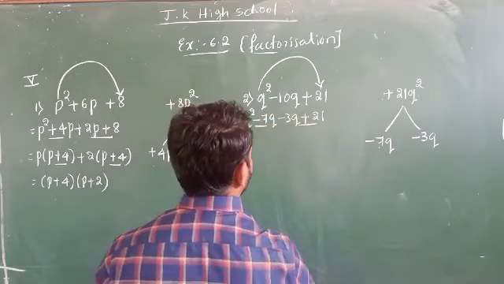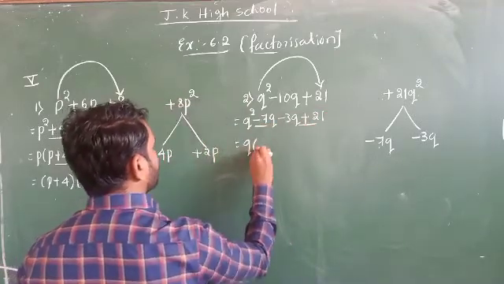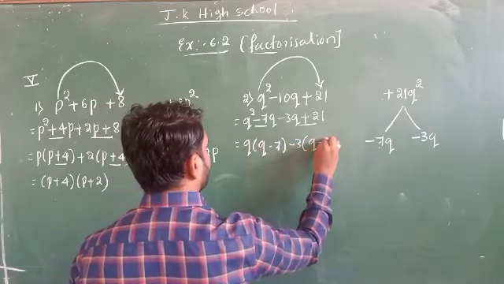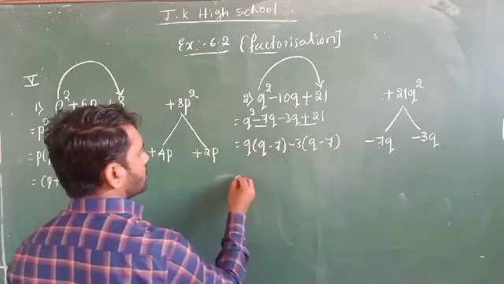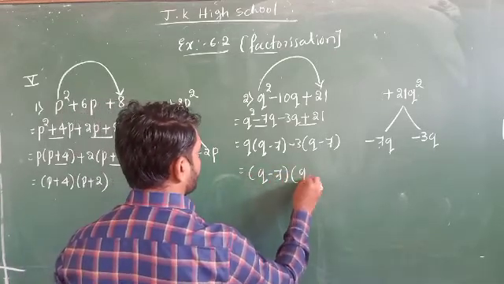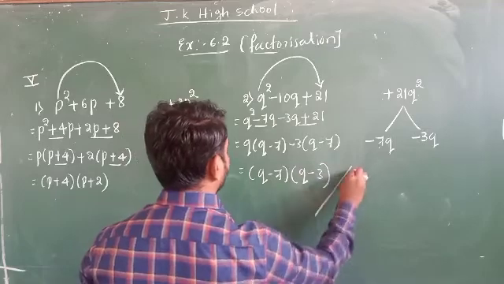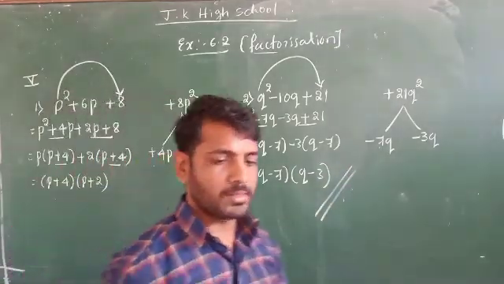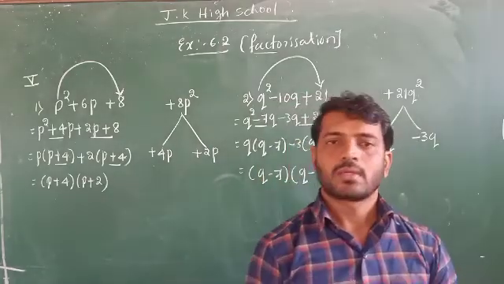First group, second group. So q is common: q minus 7. Minus 3 is common: q minus 7. Both sides q minus 7 is common. Right here q minus 7, and the remaining value is q minus 3. So these two are the factors of q square minus 10q plus 21.